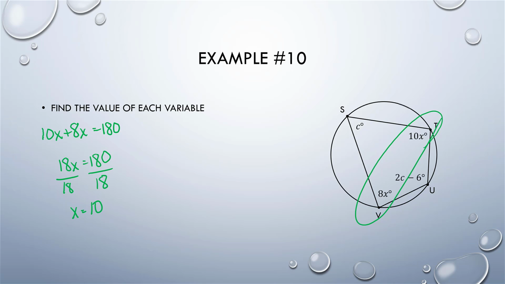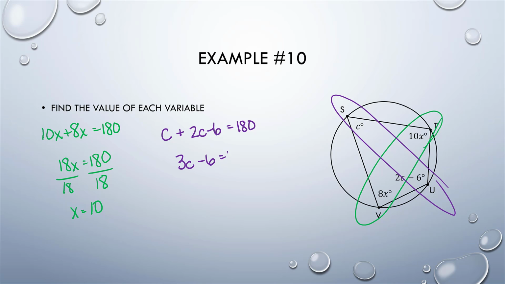And my other set would be S and U. So S is C plus U, 2C minus 6. They're supplementary, so they equal 180. Combine my like terms. Add 6. So 3C equals 186. And then divide each side by 3. So C equals 62 degrees.